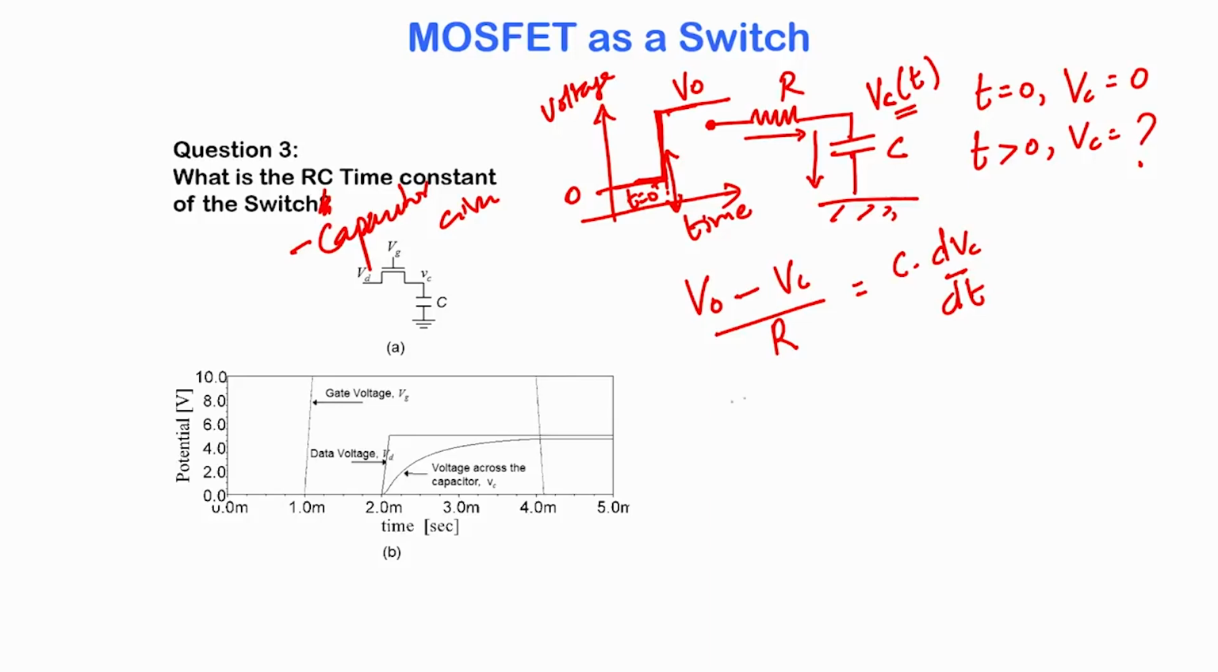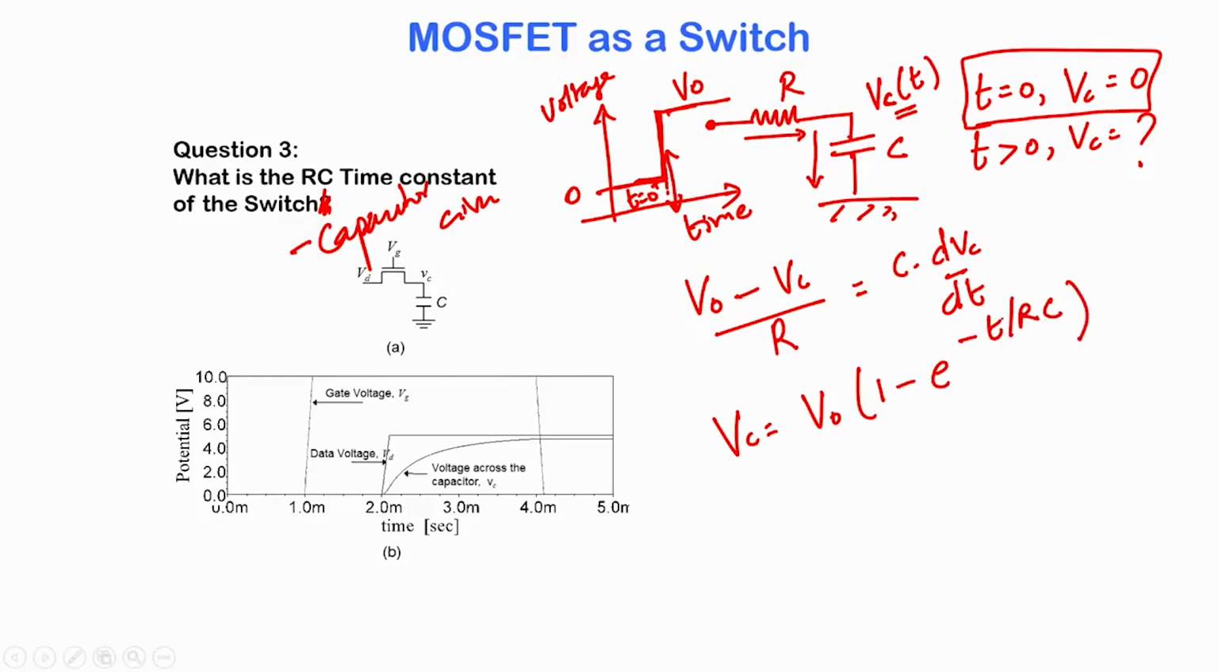And solving this differential equation, and applying the boundary condition that at t equal to 0, Vc is 0, you will find that Vc is equal to V naught into 1 minus e to the power minus t by RC. You will end up with this answer. This RC has the dimensions of time, and therefore RC is called the time constant of the circuit.